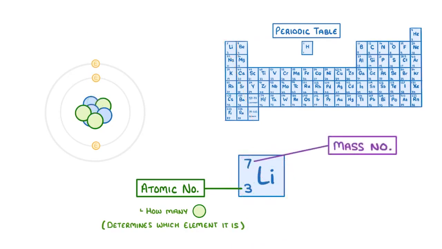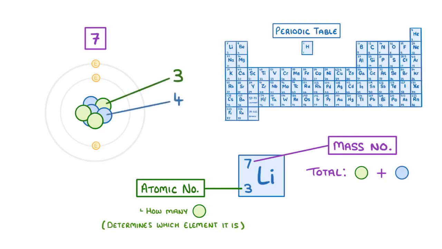In the top left, we have the mass number, which tells us the total number of protons and neutrons together. So lithium's is 7, because it has 3 protons and 4 neutrons, which together make 7. Now, the nucleus symbol doesn't directly tell you the number of electrons. You just have to remember that the number of protons and electrons in an atom is the same, which is why lithium has 3 electrons.